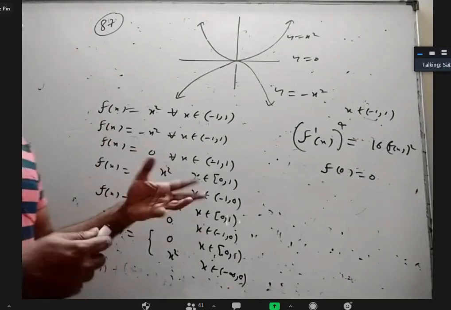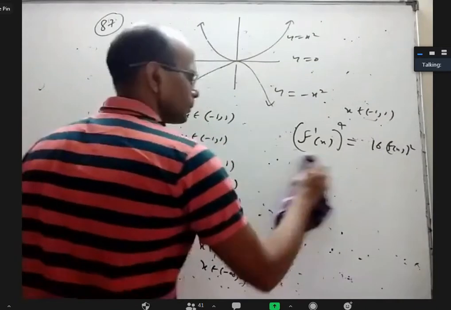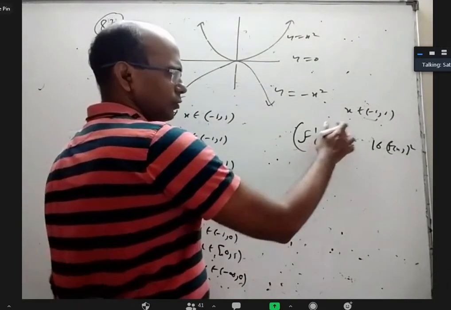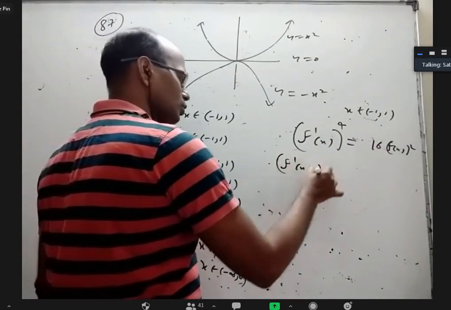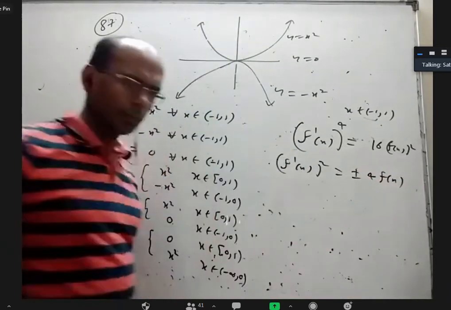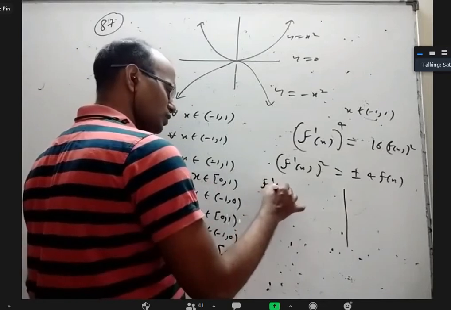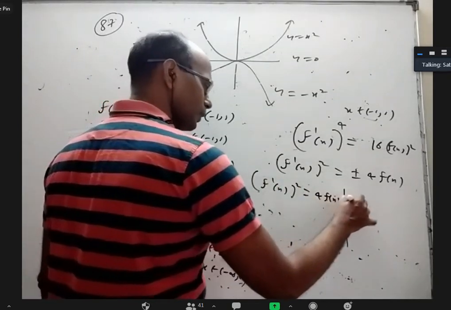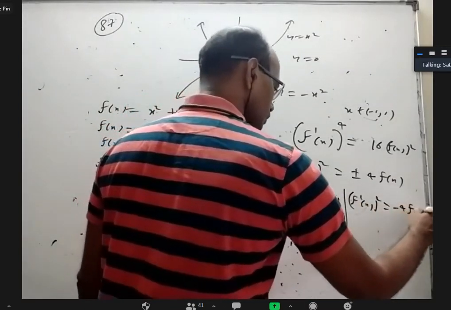But where did x square come from, first of all? So let us see that. Here, since power 4 is there, let us apply square root. I will get f dash x whole square is equal to plus or minus 4 f of x. Okay, so I'm going to take two cases. F dash x whole square is equal to plus 4 f of x, and f dash x whole square equal to minus 4 f of x.